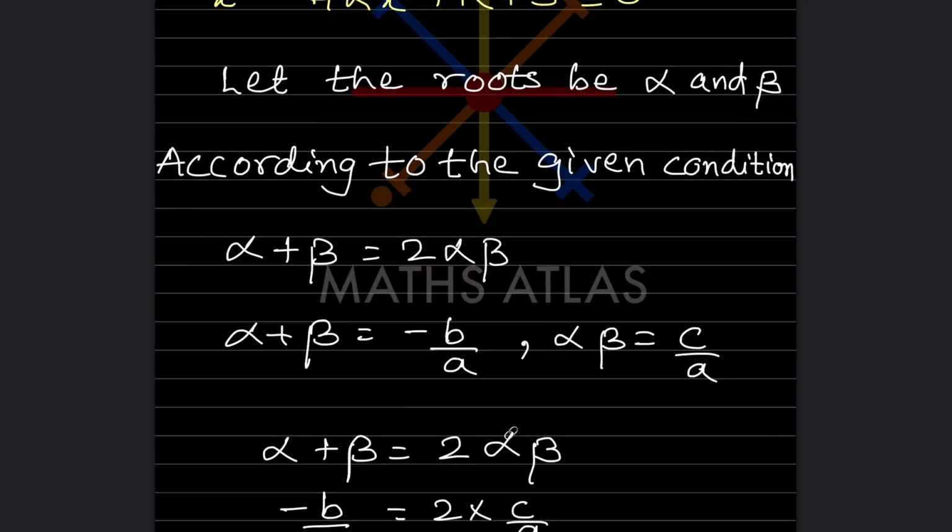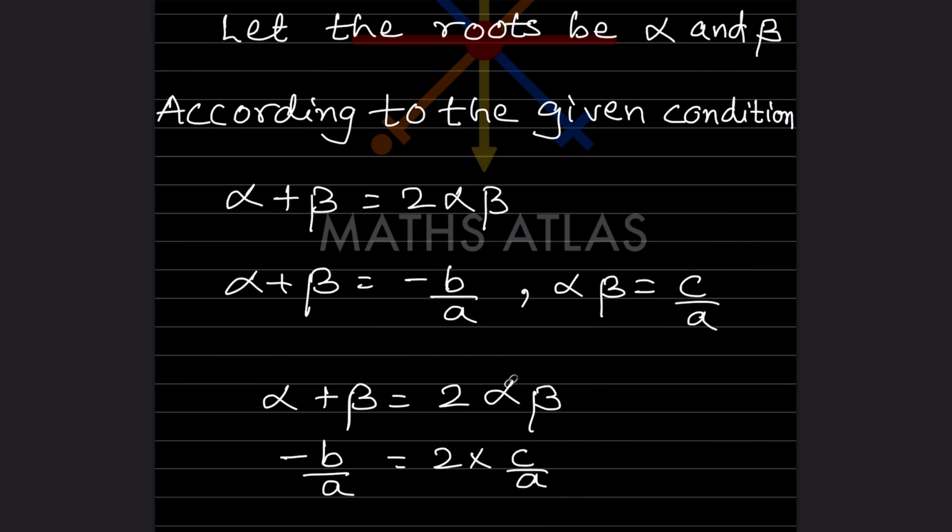Now what can we write here? We know that alpha plus beta is minus b by a, and alpha beta is c by a. So we write the equation again: alpha plus beta is 2 alpha beta. According to this, alpha plus beta is minus b by a, this 2 is as it is, and alpha beta is c by a.